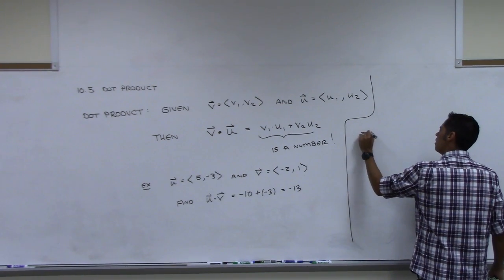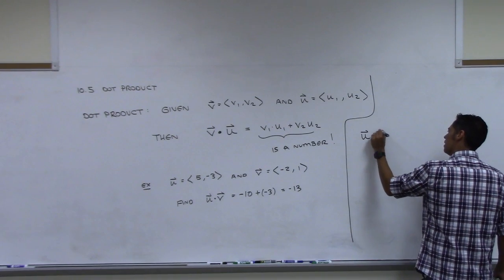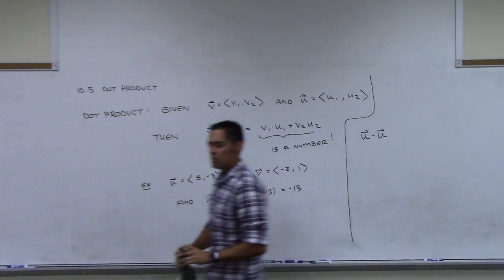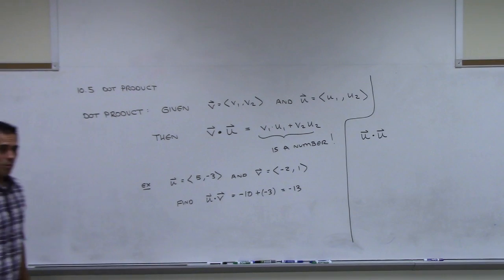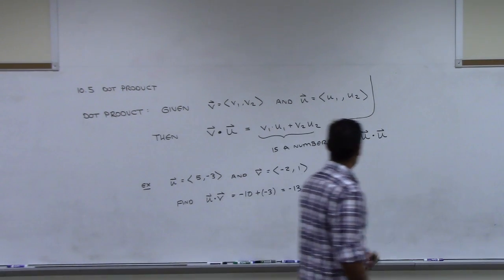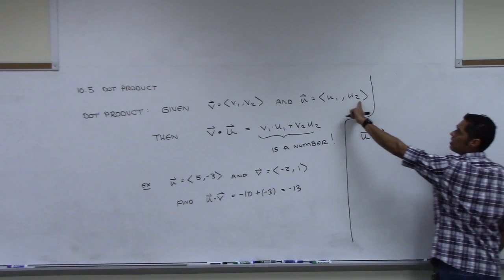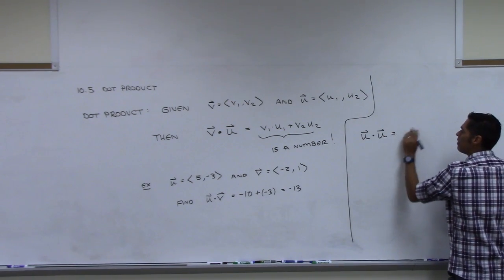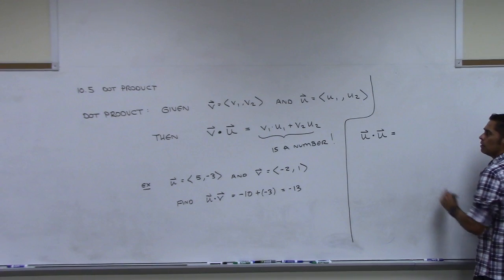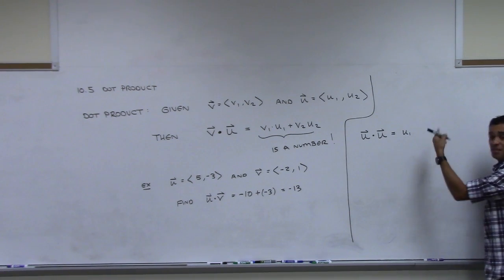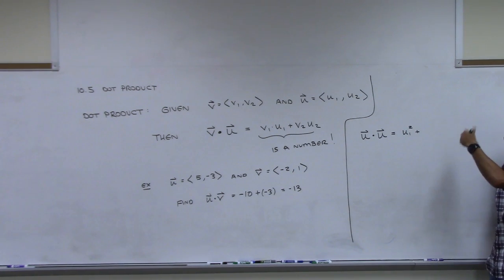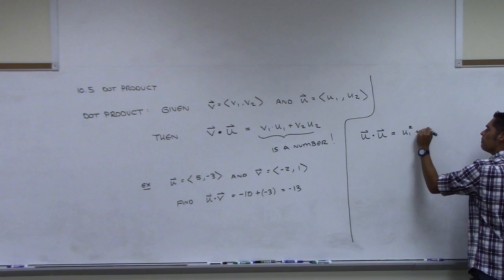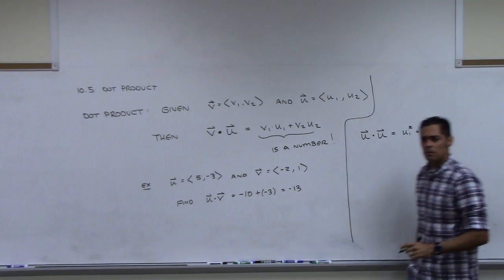What would u dot u be? What if I asked you to dot a vector with itself? What would it be? Well, use this general vector right here. What would you get if I asked you to dot that with itself? You would get u1 times u1, so u1 squared, plus u2 times itself again, so u2 squared. Do y'all agree with that?